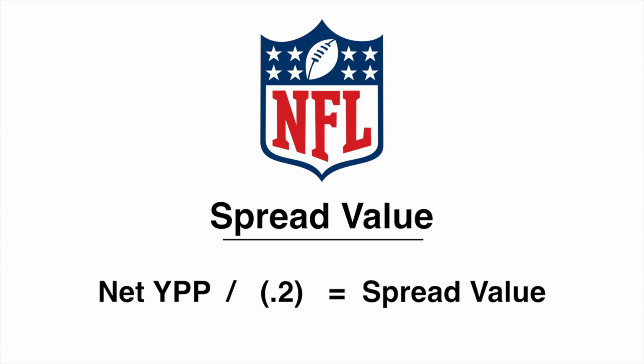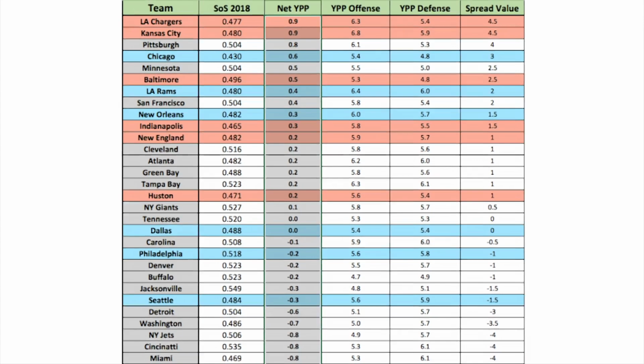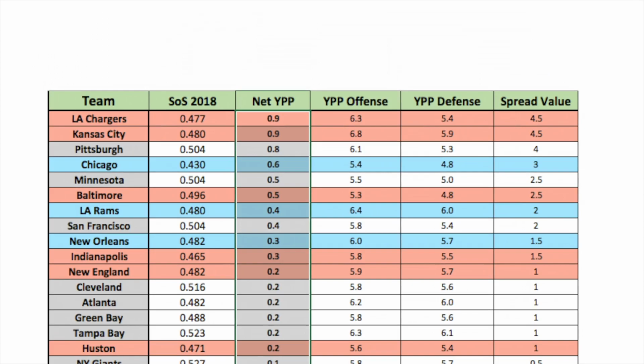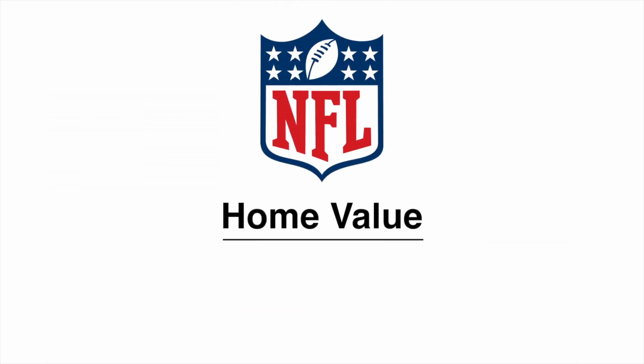So you take your net yards per play and you divide it by 0.2 and you figure out your spread value. So for example, the Chargers had a 0.9 yards per play. If you divide that by 0.2, you're going to get a spread value of 4.5. What that number means is if you put that team up against another team, that is the amount of points that they have in favor of themselves against the spread.